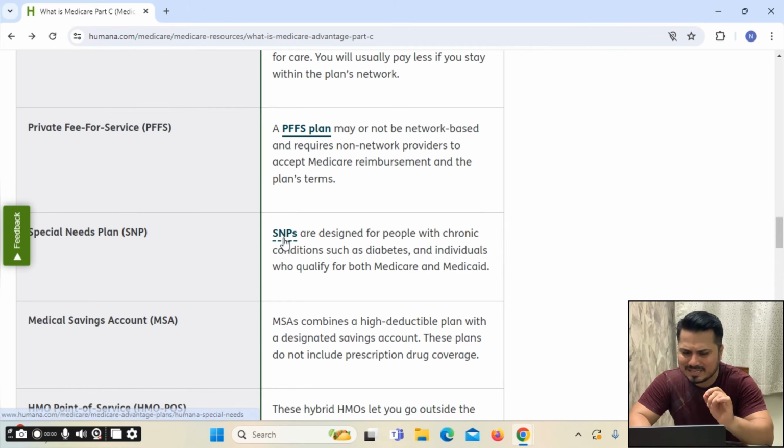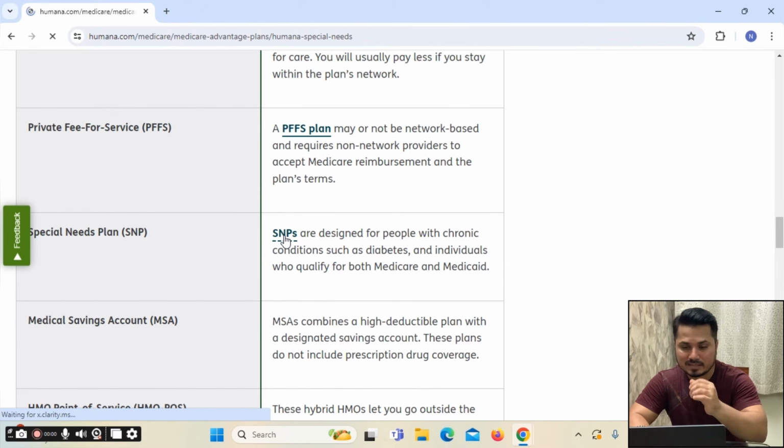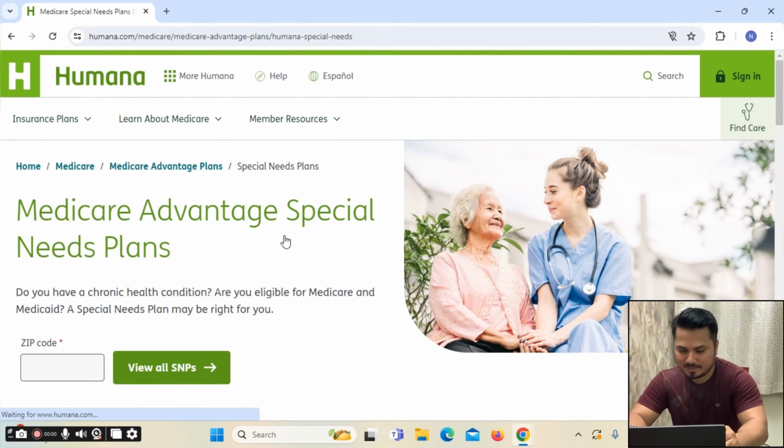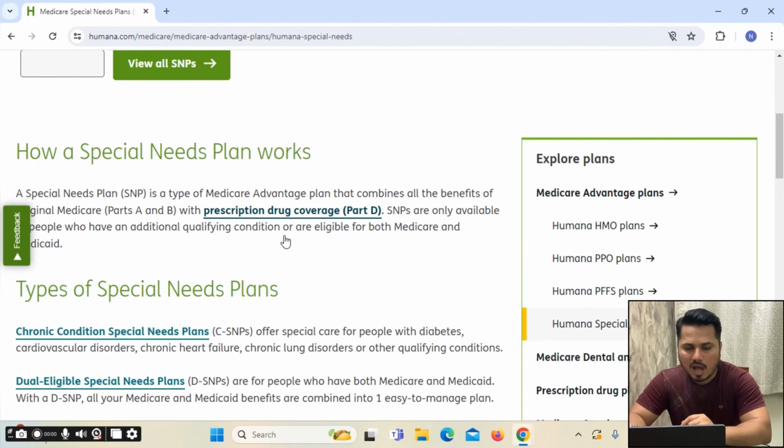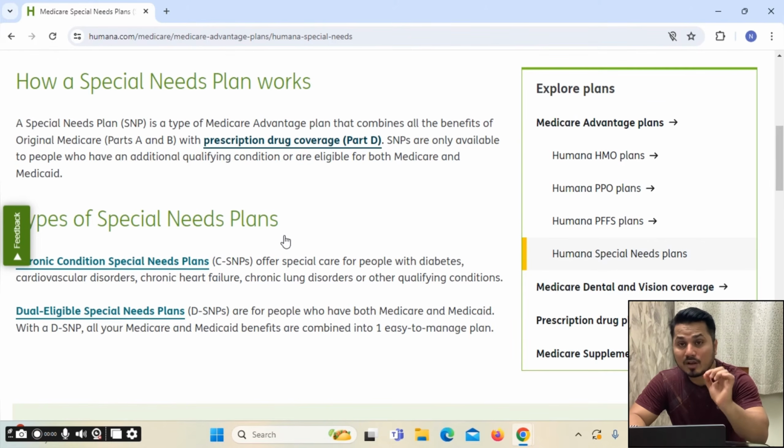Remember that. Let's understand SNP in detail. Let's click on this option and let's wait. All right. Now, Medicare Advantage special needs plans. Do you have a chronic health condition? That is the question. Are you eligible for Medicare and Medicaid? A special needs plan may be right for you. All right, how does a special needs plan work, guys?